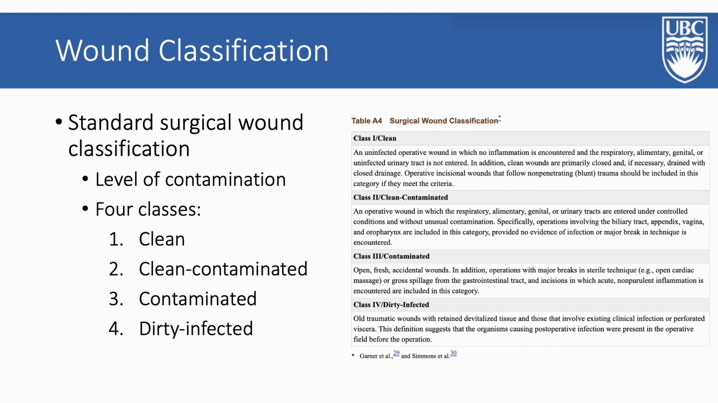There are many classification schemes for wounds. In the operating room, however, there is a standard classification for surgical wounds based on the level of contamination. This is helpful to predict the risk of infection and wound healing outcomes.